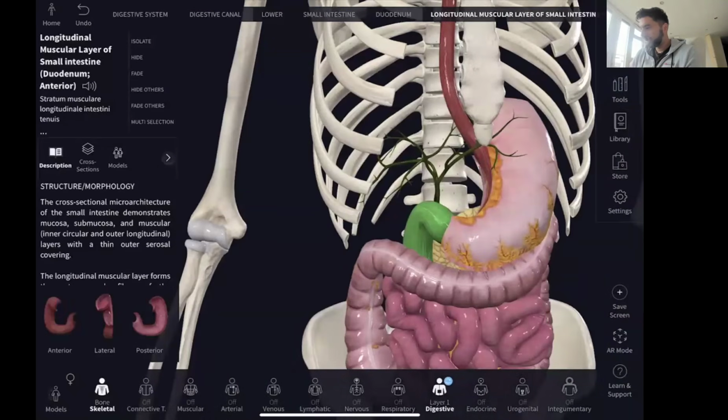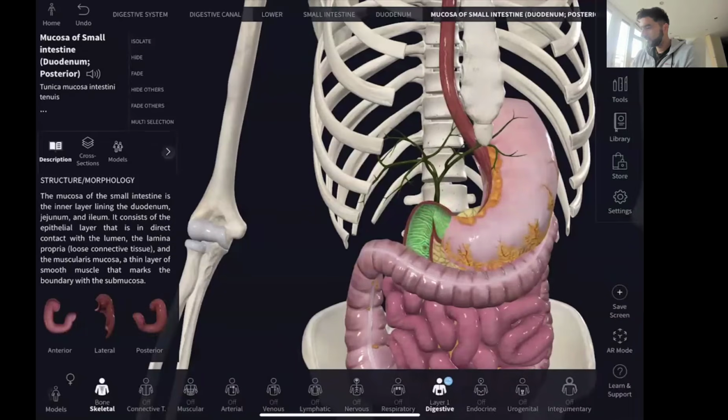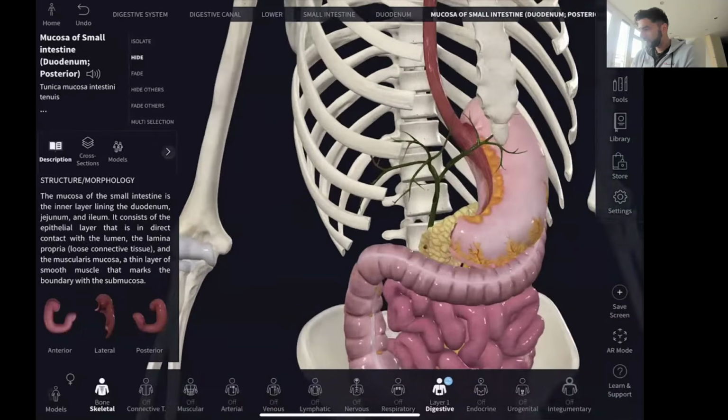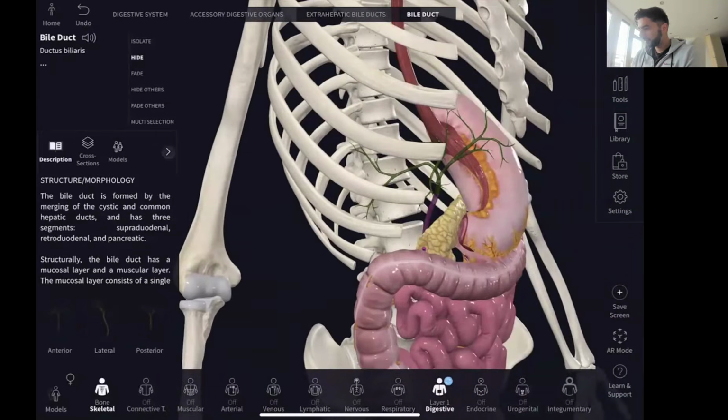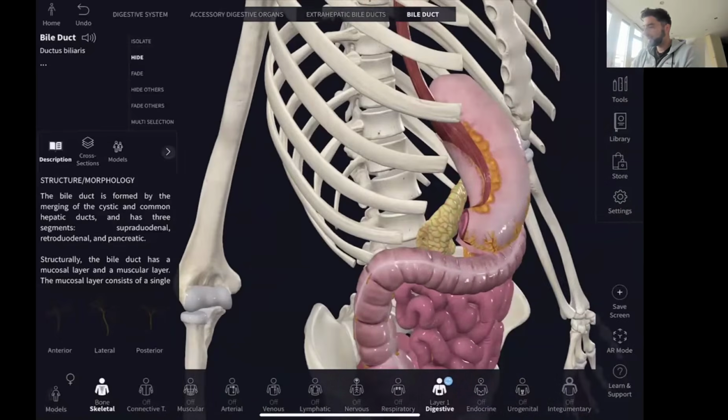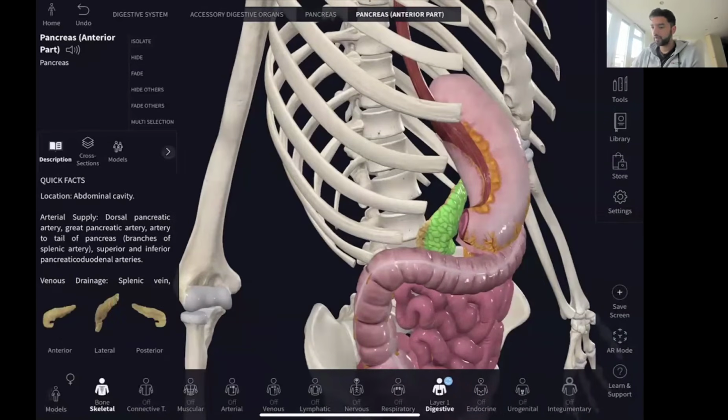Let's hide that. That's the first part of the small intestine. Does anyone know what this yellow organ there is? The pancreas. Good, very good. So that is your pancreas.